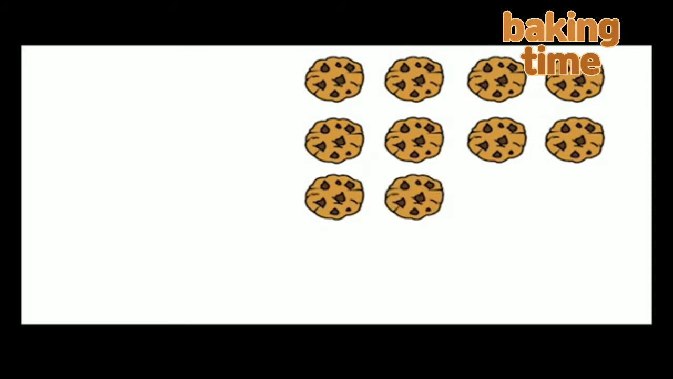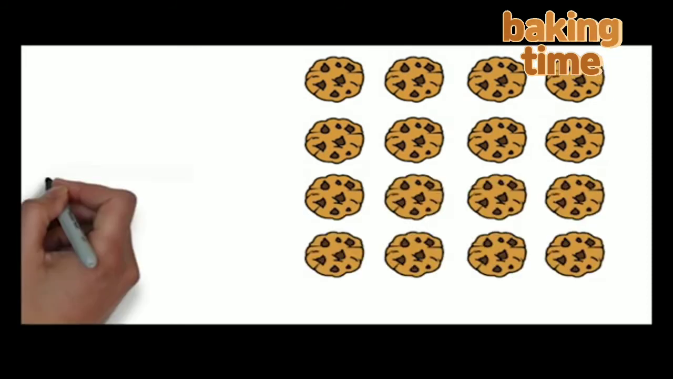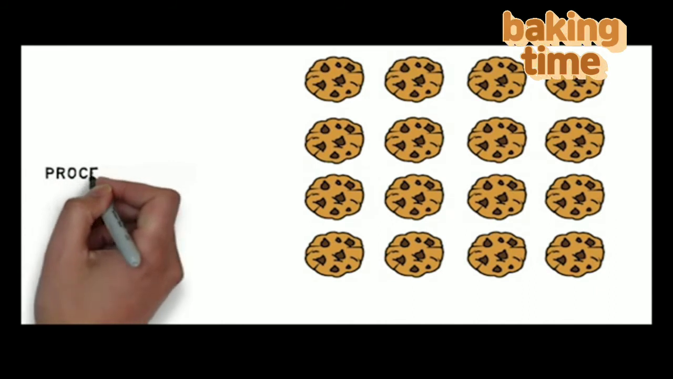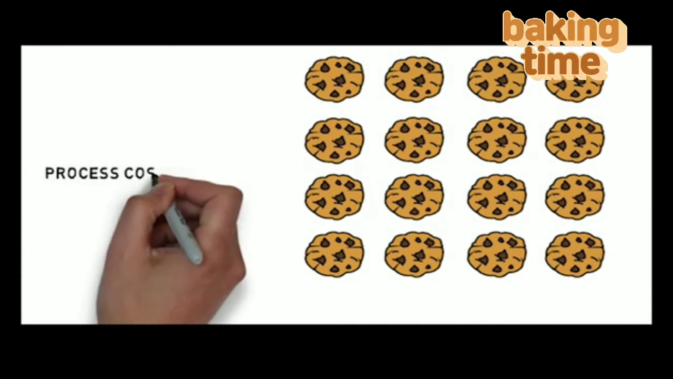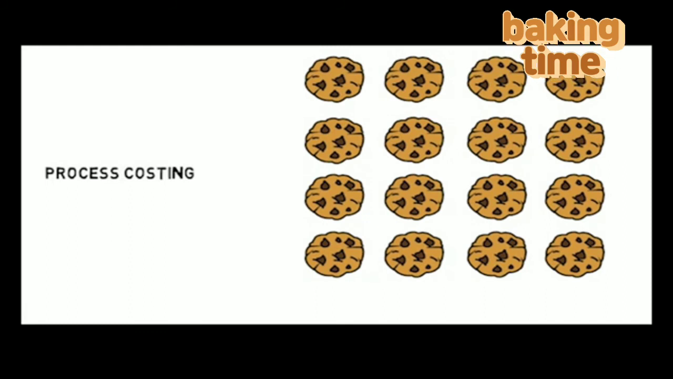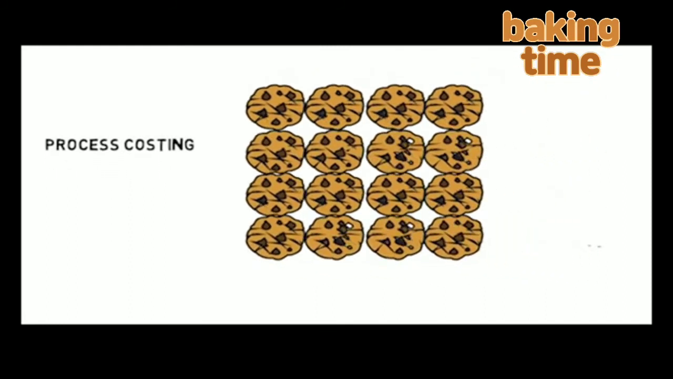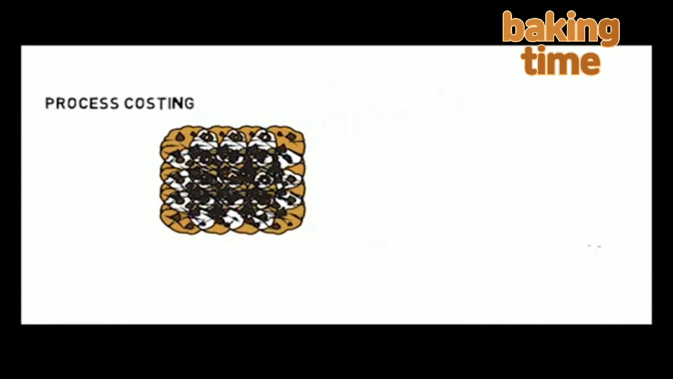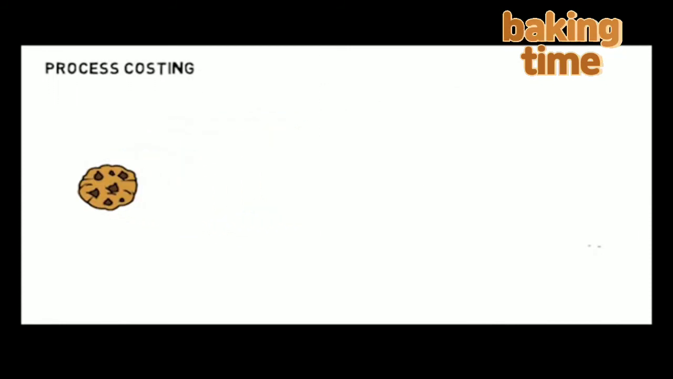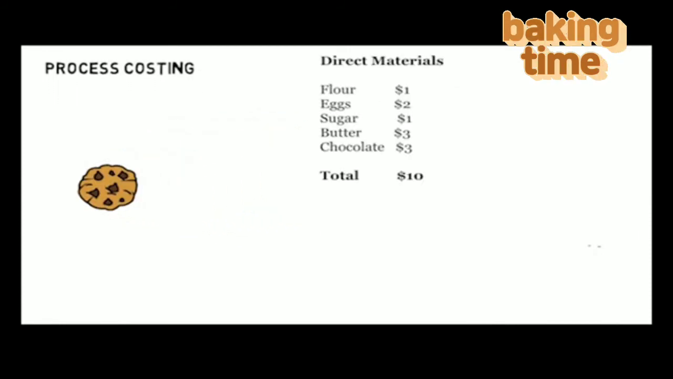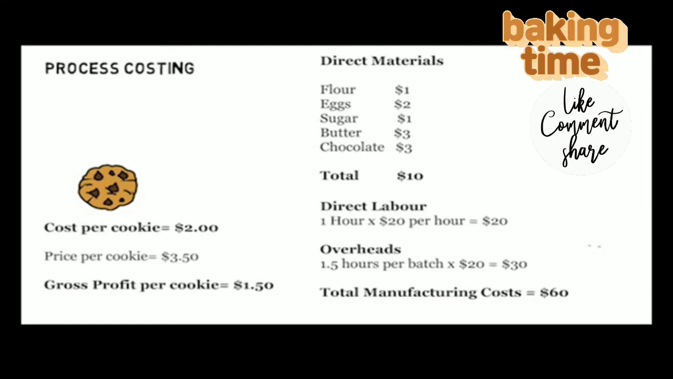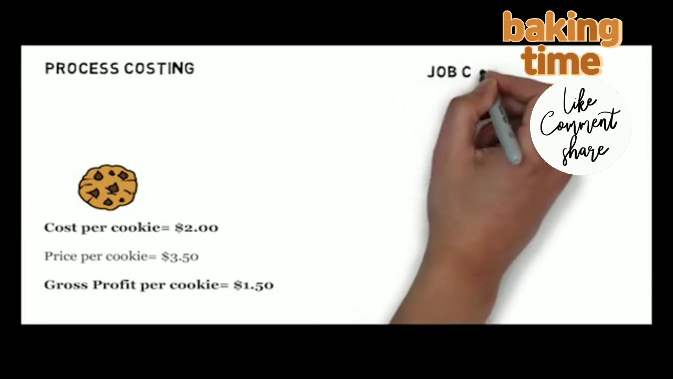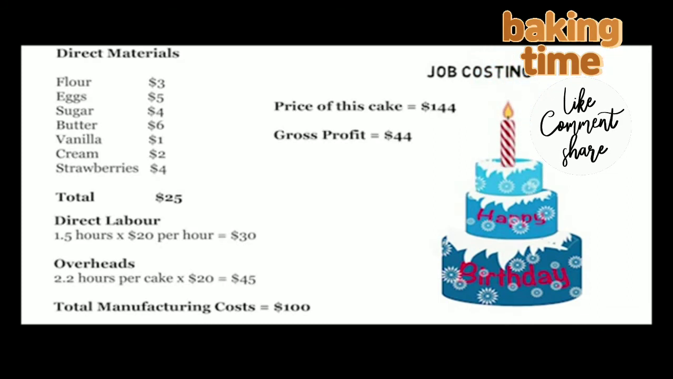When products are identical and produced in large quantities, the focus of product costing is the production process, not the individual product. As choc chip cookies are made in large batches, the whole batch is costed, not the individual cookies. To get the cost per unit, Bob simply has to divide the total manufacturing cost of the batch by the number of units. Unlike cookies, Bob's custom birthday cakes are unique, and every cake requires a different process. Therefore, costs are accumulated at the unit level, and each cake is costed separately.